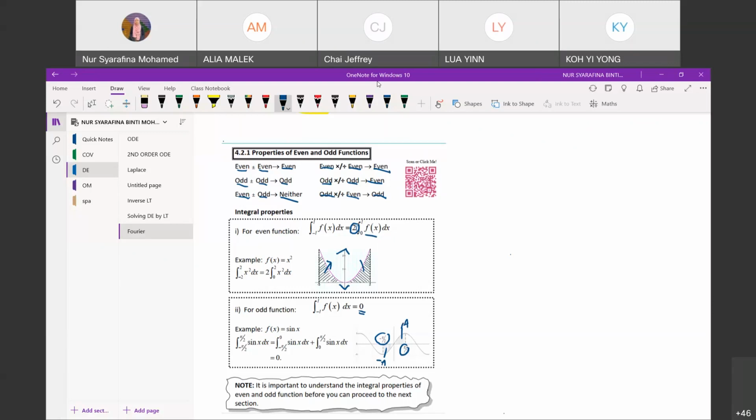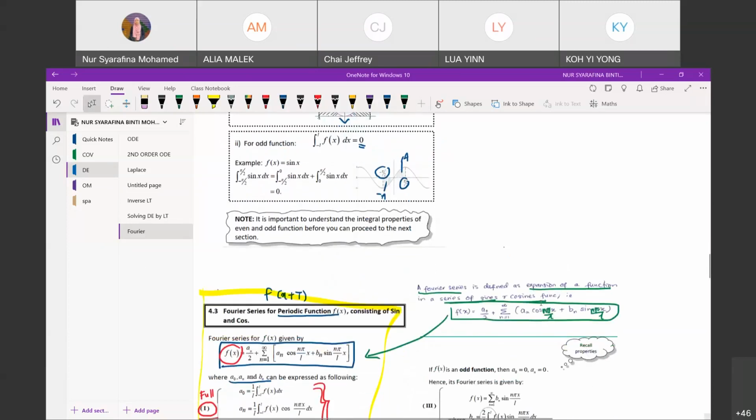All right. It is important to understand the integral properties of even and odd before you can proceed to the next section. Is that clear, everyone? Anyone has question? Okay, no question. All of you understand?